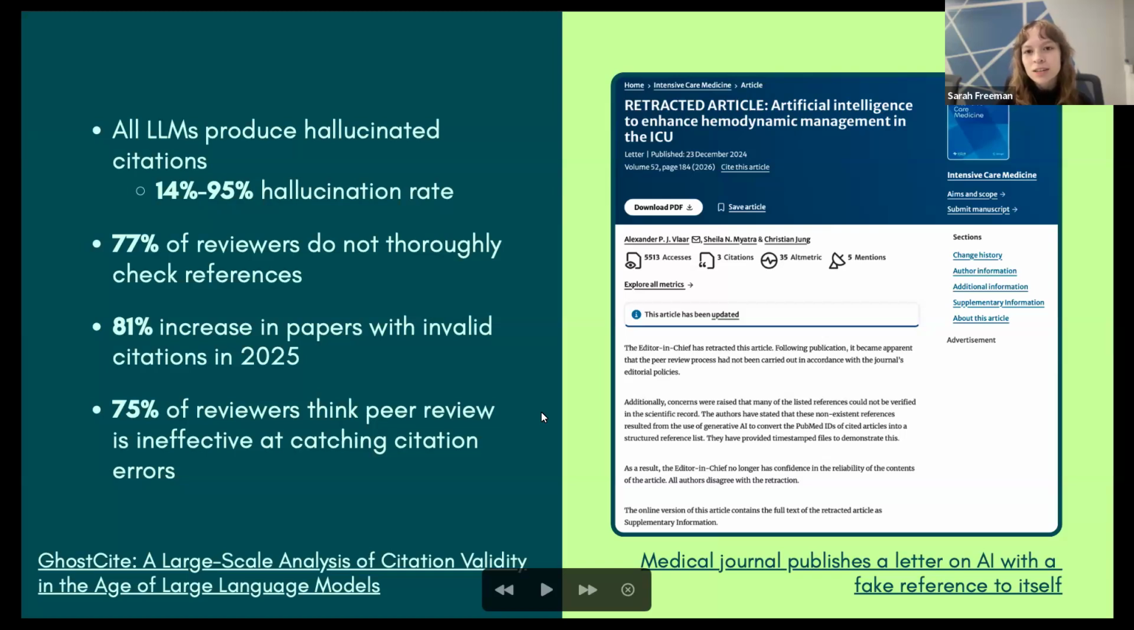Most reviewers aren't thoroughly checking references, and they generally don't think that peer review is the best tool to catch citation errors. And so what results from that is instances like this article retraction here. This is a journal that had to retract an article that they published because post-publication, they identified a hallucinated citation, and it was actually a hallucinated citation to their own journal. And because of that, this retraction has now become part of their scholarly record, and that's really a negative to the reputation of these authors, but also the journal.